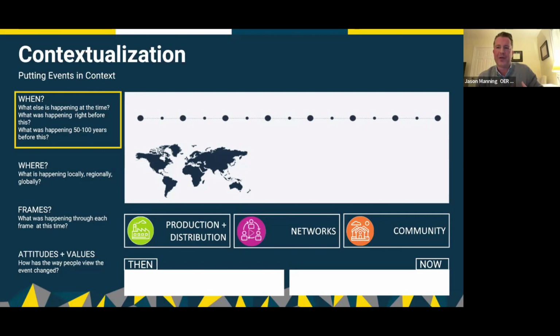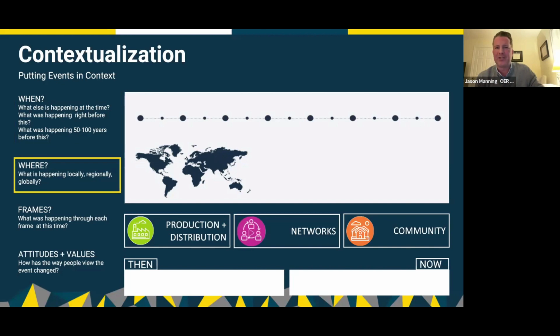One of the things that the resource is really going to help you do is focus in on those immediate events, but then zoom out and ask, what was happening 100 years before this happened, and why does that play an important role in what we're studying? The second is where: what is happening locally, regionally, globally, what's going on in the world.